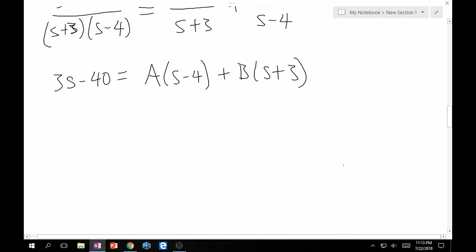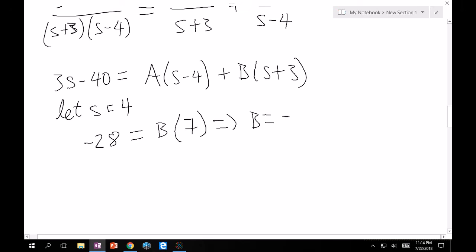The method I like to use with this, because it's fairly obvious here, is to just let s be very convenient values. So for this first one, let's say we want to let s equal 4. On the left-hand side, it's going to be 12 minus 40, which is minus 28. If we let s equal 4, that means that this A part goes away. So it's going to be equal to B times 4 plus 3, which is 7. Therefore, my B is actually equal to minus 4, which is good.